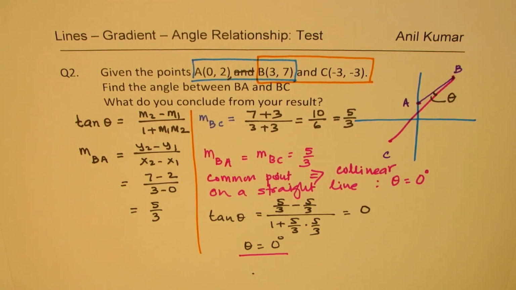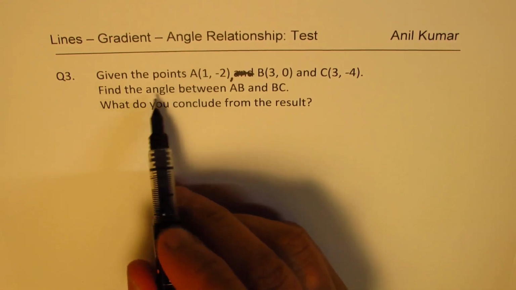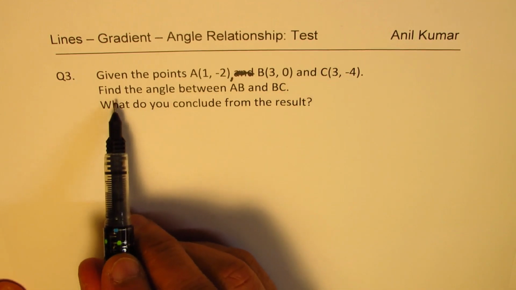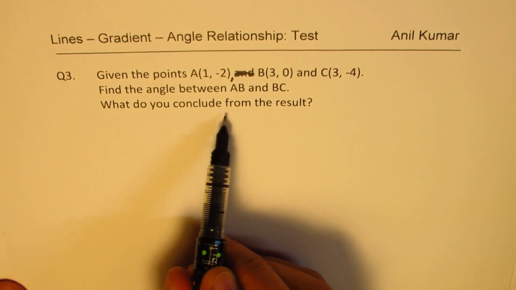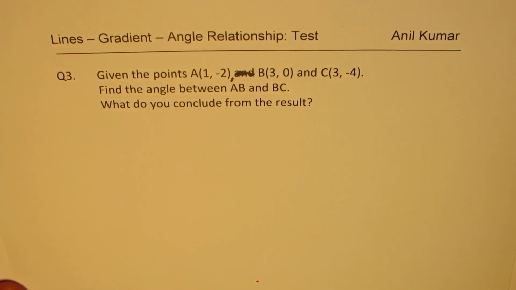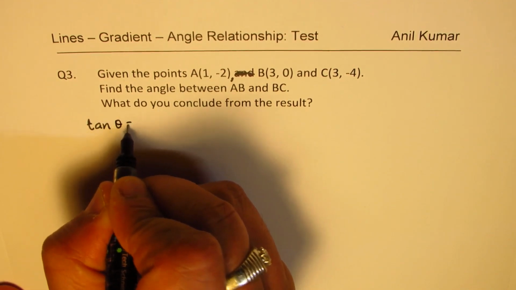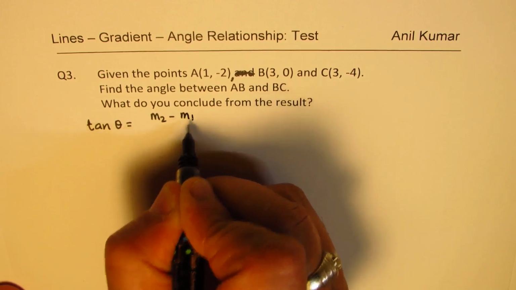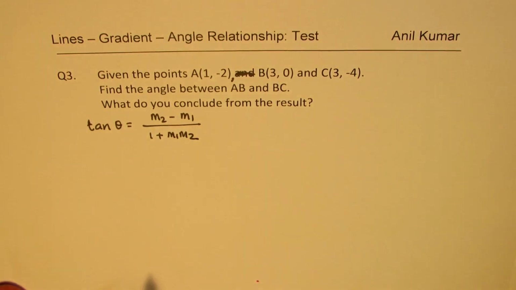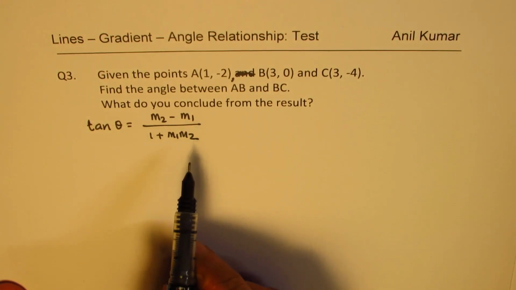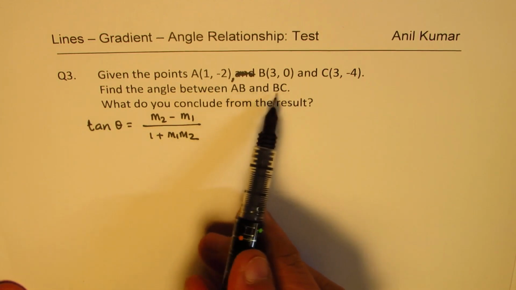Let's move on and take more examples in this series. Here is question number 3. Given the points A, B, and C, find the angle between AB and BC. What do you conclude from the result? Well, for the angle between two lines, the formula which we have learned is tan theta equals m2 minus m1 over 1 plus m1 m2, correct? Now m1 and m2 are the slopes of two different lines. In this case the lines are AB and BC, B being a common point, right?